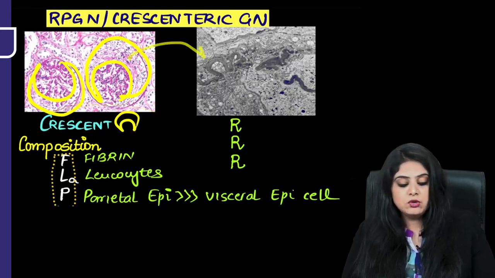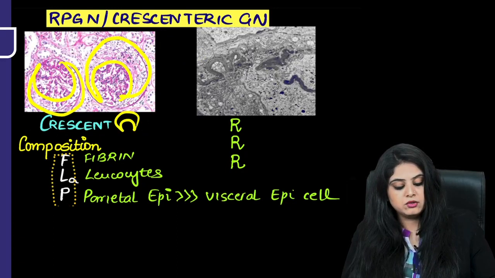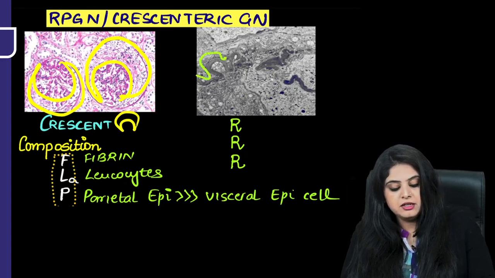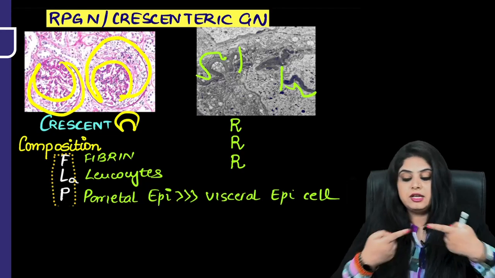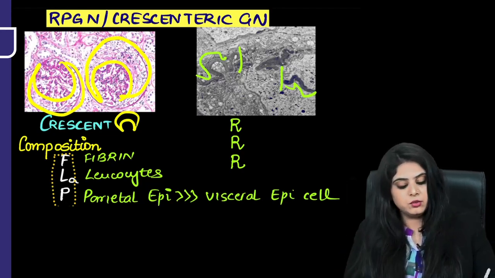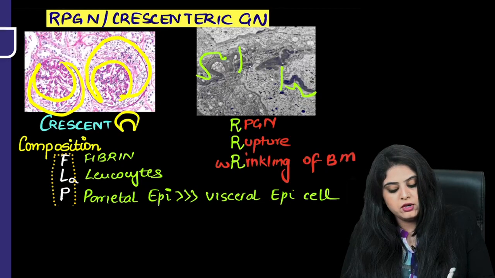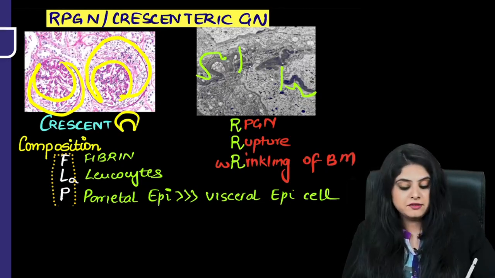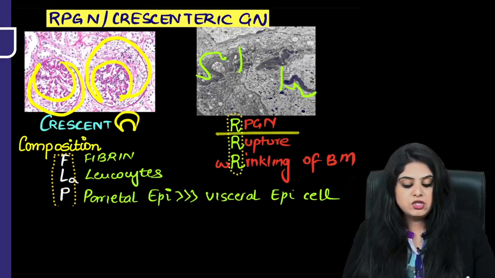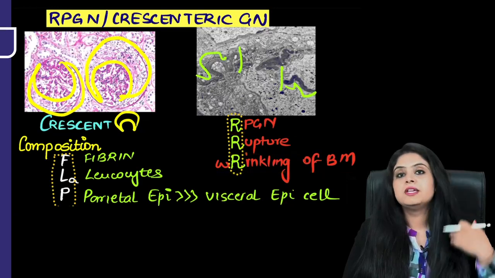The same thing you want to look under the electron microscope, you will say there is some wrinkled and broken kind of a line. There was a line, but that is broken and wrinkled. So what is that? Remember, RPGN shows you R for rupture and R for wrinkling of the basement membrane. RPGN shows you rupture and wrinkling of the basement membrane. That is a favorite Oscar-winning movie also. That is RRR. So remember, RPGN is the rupture and the wrinkling of the basement membrane.